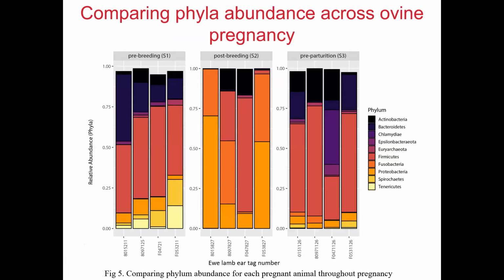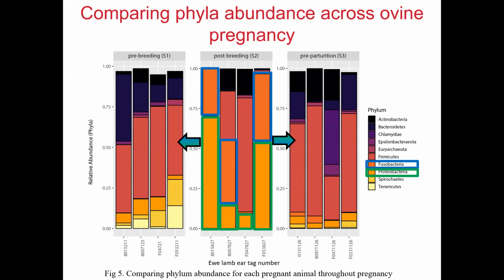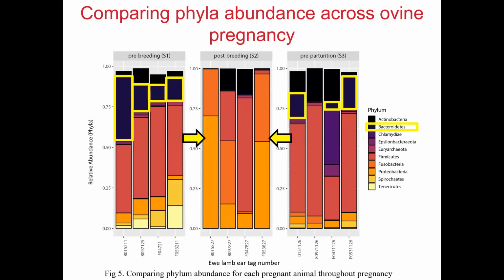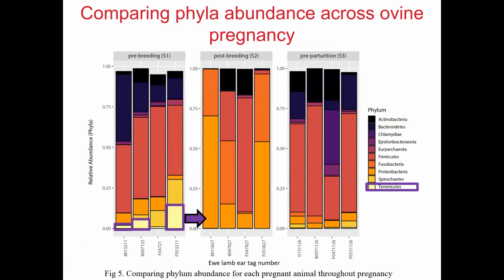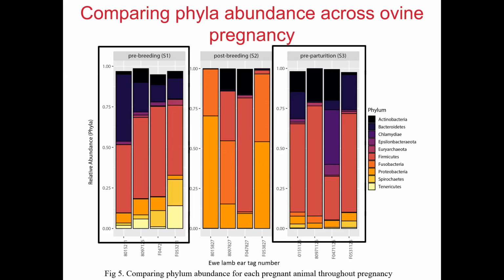We also compared the relative abundance of each phyla between individuals faceted by time point. This data shows a large increase in fusobacteria and proteobacteria within individuals from the S2 time point, as well as a decrease in Bacteroidetes when compared to the other two time points. We also noticed that the time point S1 is the only time point with the phylum Tenericutes represented. Finally, the S1 and S3 sample time point communities also seem to be more consistent across animals.